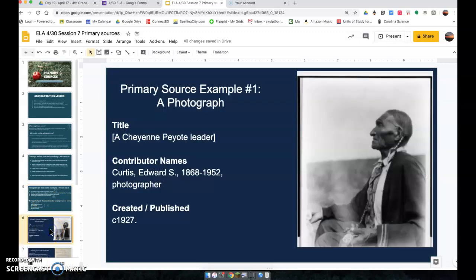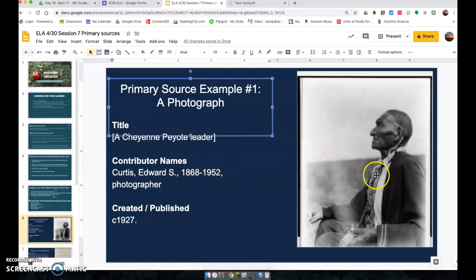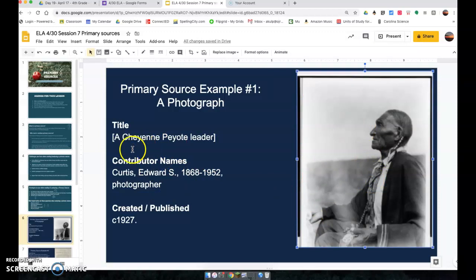Okay. An example of a primary source here is example number 1. I found this photograph on a site that was a national database of primary sources. The title of it is the Cheyenne Peyote Leader. It lists the contributor's name, which means the person who created this photograph was Curtis, Edward S., who lived from 1868 to 1952. He was the photographer. So when I study this image, I can first figure out that it's a photograph of a Cheyenne Peyote leader. So that's one of the leaders there.